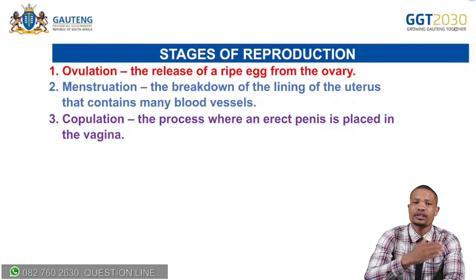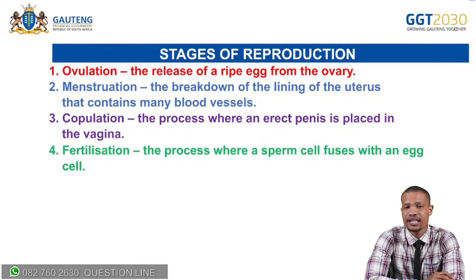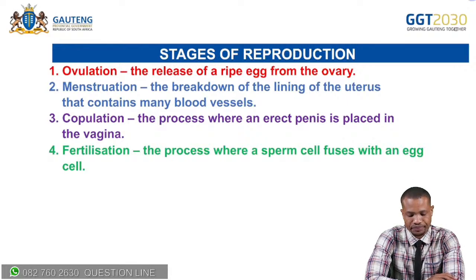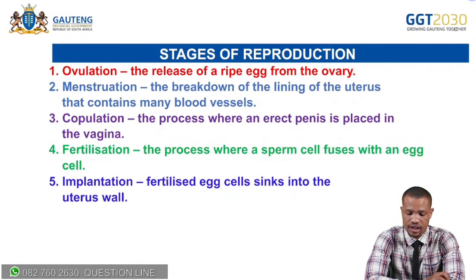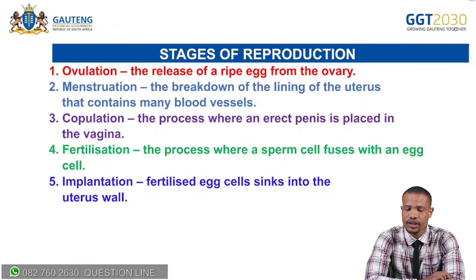So that is the third stage. The fourth stage is fertilization, which is the process where sperms or sperm cell fuses with an egg cell. And then we have implantation, which is stage number 5. That is when the fertilized egg sinks into the walls of the uterus.